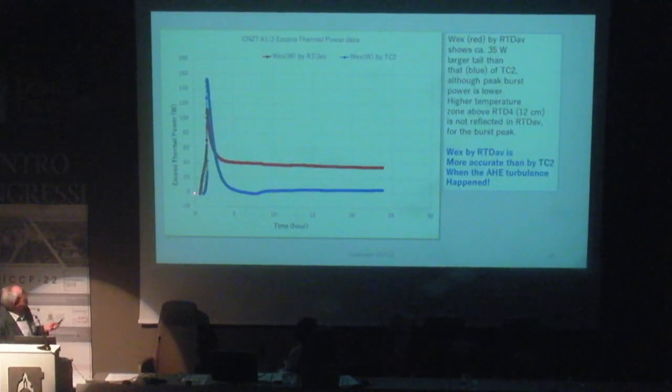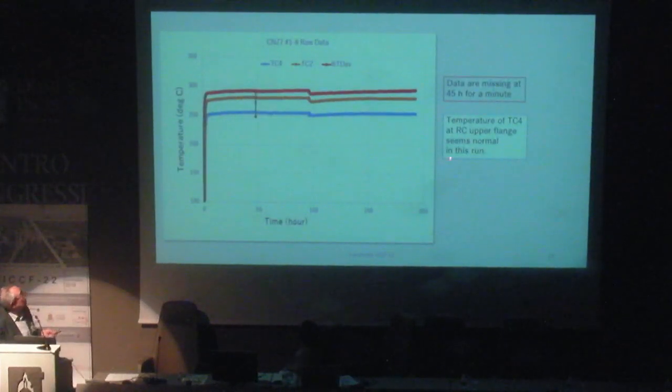For the heat burst, it's okay to use the oil outlet temperature because we don't have such turbulence. After that, we have gas turbulence, so this underestimates very much. This is more correct, more reliable, to say about 40 watt excess remains.